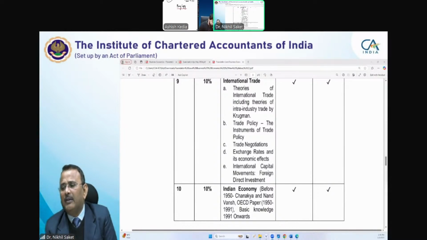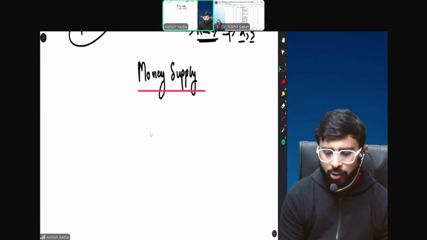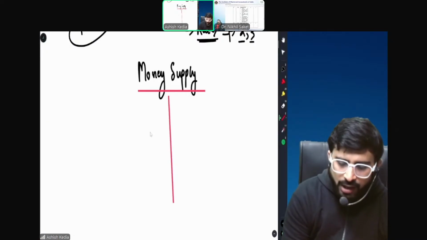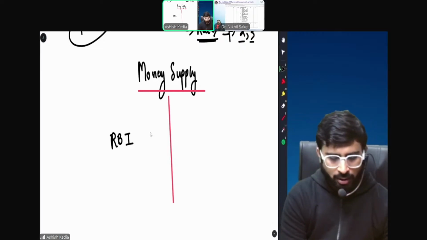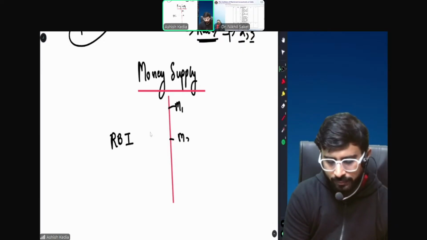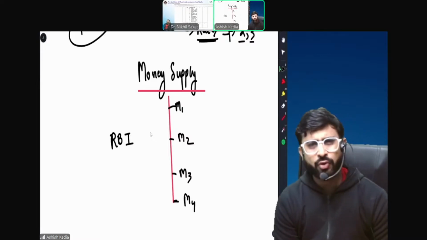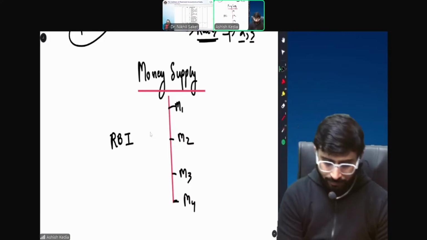That is why we are focusing on some technical aspects that you need to remember at this moment of preparation. Okay. So friends, money supply. Friends, RBI, again, listen to it very carefully. RBI has prescribed four measures of money supply, which we call M1, M2, M3, and M4. These are the four measures of money supply that have been prescribed by RBI.